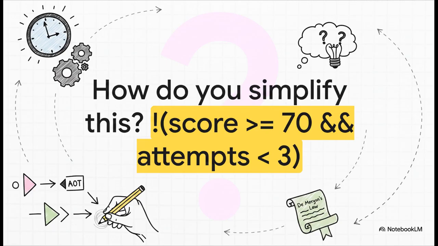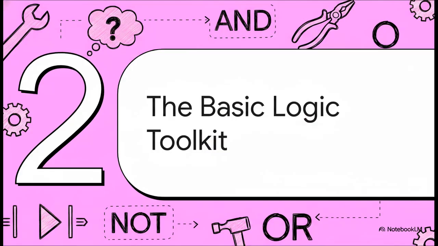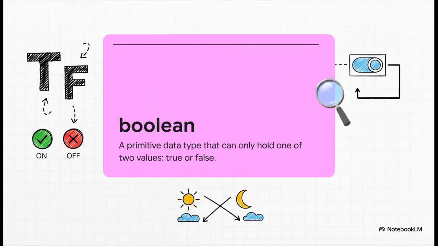I promise. So, to solve that puzzle, we first need to get our tools in order. We've got to start with the absolute fundamentals, the basic building blocks. Everything in Boolean logic, I mean everything, boils down to this one simple type. It can only be true or false. That's it. It's kind of like a light switch. It's either on or it's off. There's no dimmer switch, no in between. And that simplicity is actually what makes it so incredibly powerful.